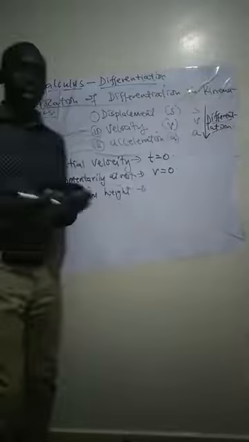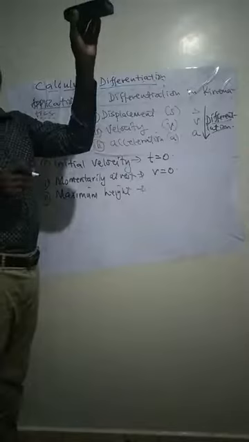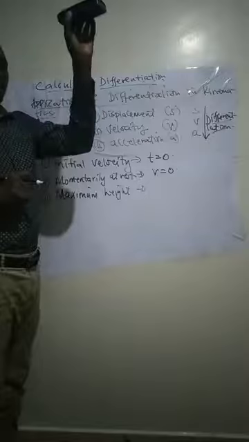So something happens at maximum height. When it gets to maximum height, it falls back. But before it falls back, it stops momentarily. And when the object is stopped momentarily, that means its velocity is zero. So at maximum height also, the velocity is zero. Why? Because when it gets to maximum height, it stops momentarily before falling back. So when it stops, velocity is zero.